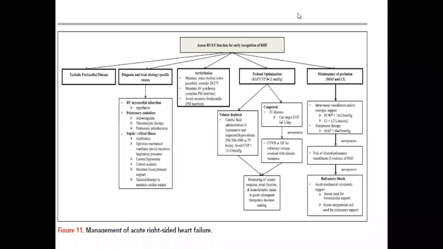Any other question? Can you see the chat box, Doctor? Sorry? There is one question in the chat box. Okay, let me look at it.